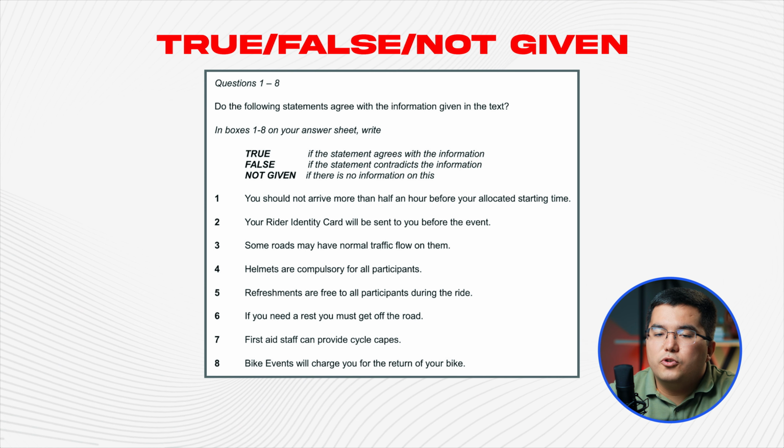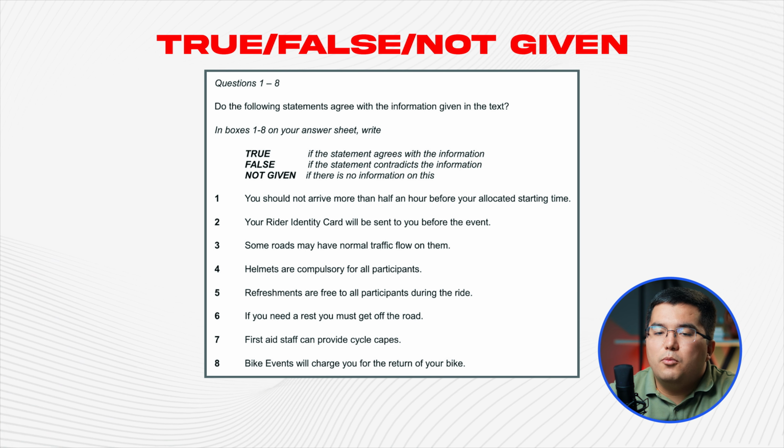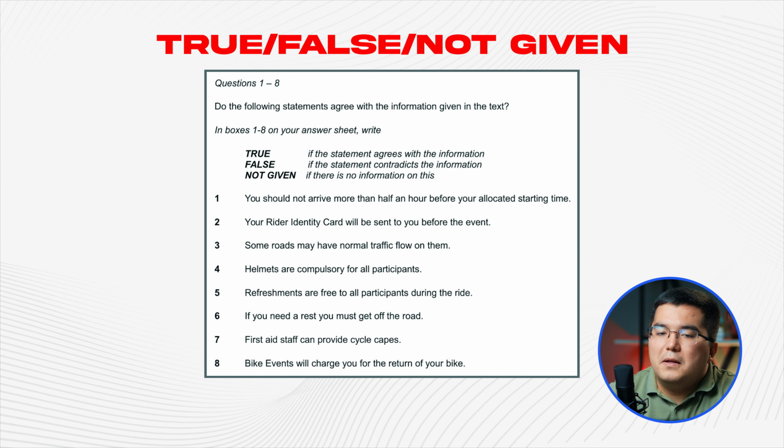Out of these 8 true, false, not given questions, some of them will be true, while others will be false, and I always have 1 or 2 questions which should be marked as not given. So now let's look at true. What does it mean for the answer to be true? If you want to mark the answer as true, it should confirm the information in the statement. So in this case, the answer is true. What is confirming here? Your text should agree with the information in the statement.